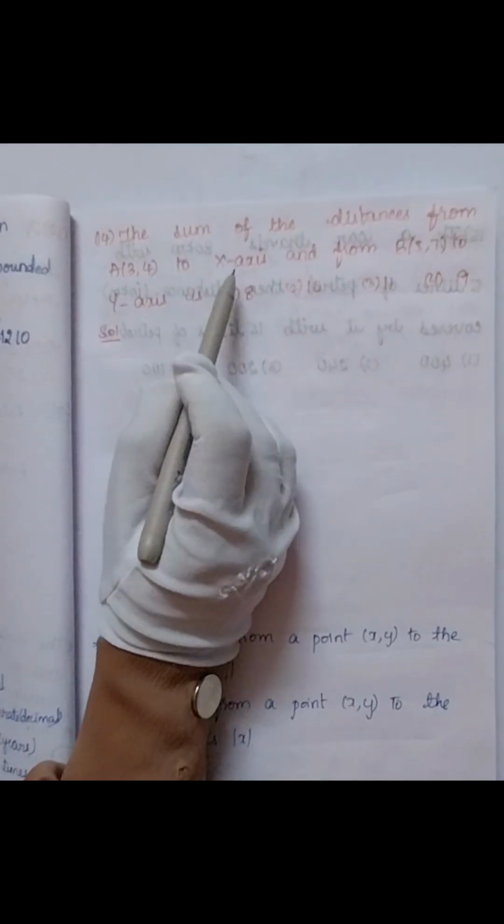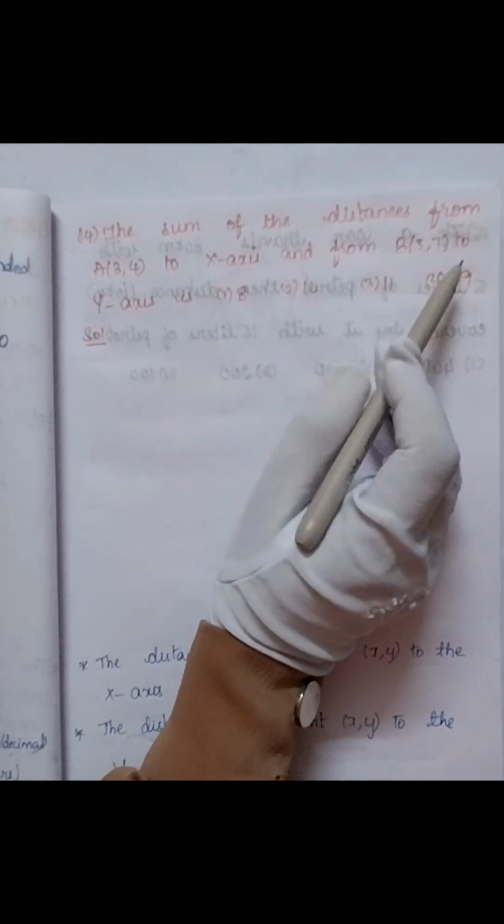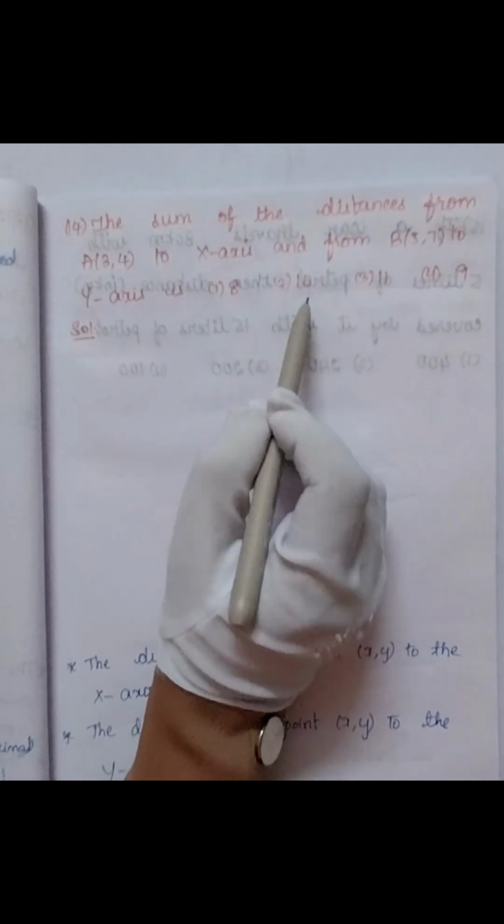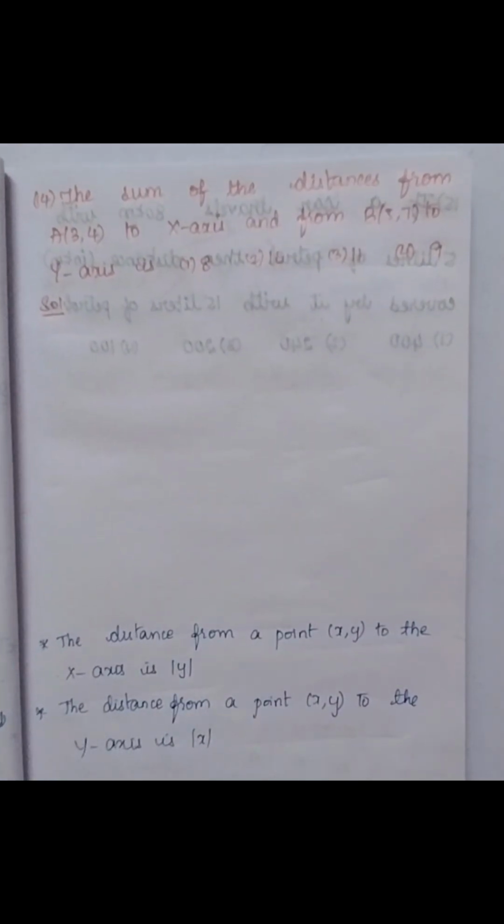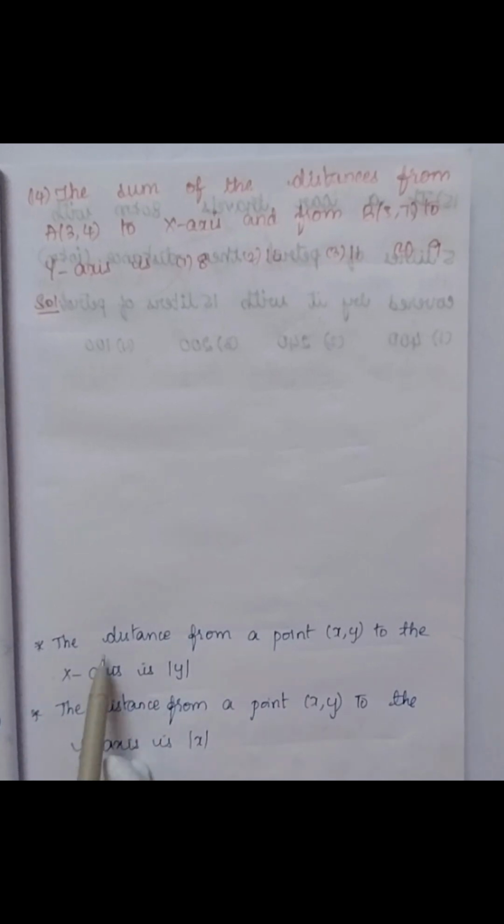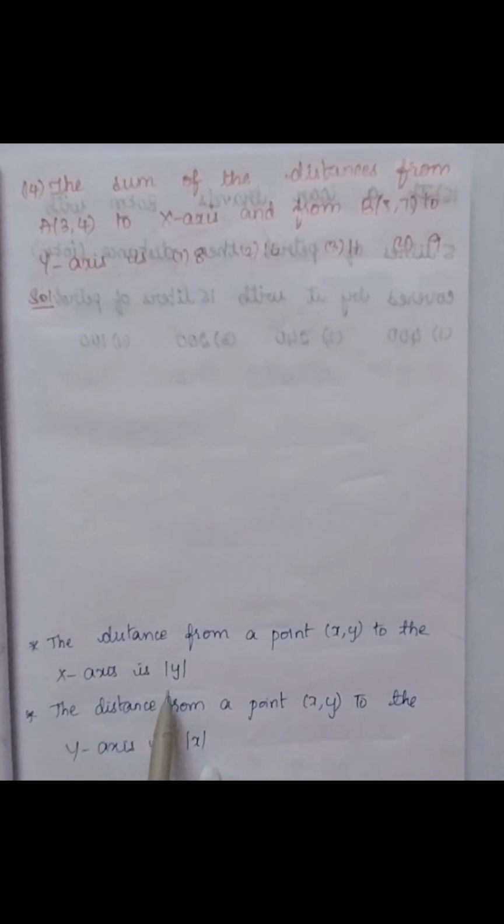Next question: the sum of distances from A(3, 4) to x-axis and from B(5, 7) to y-axis is. Options are 8, 10, 11, 9. Here we have to remember 2 basic points to solve this problem. The first point is the distance from a point (x, y) to x-axis is y, and the distance from point (x, y) to the y-axis is x.